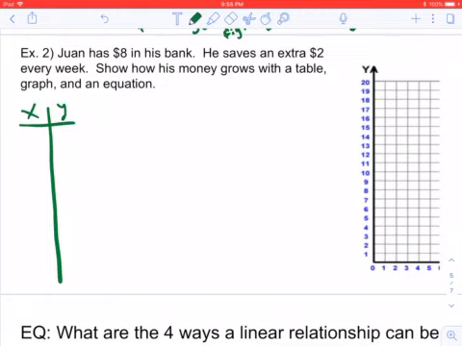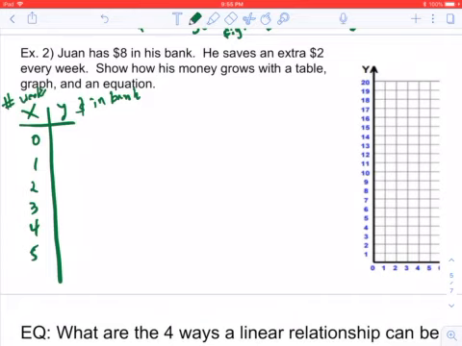And take a minute to analyze this and figure out what X and Y are going to represent, because everything is going to be based around that. Okay, so X is going to be your number of weeks, and Y is going to be money in the bank. So let's go 0, 1, 2, 3, 4. Let's go up to 5. The graph goes to 5, so let's go to 5.